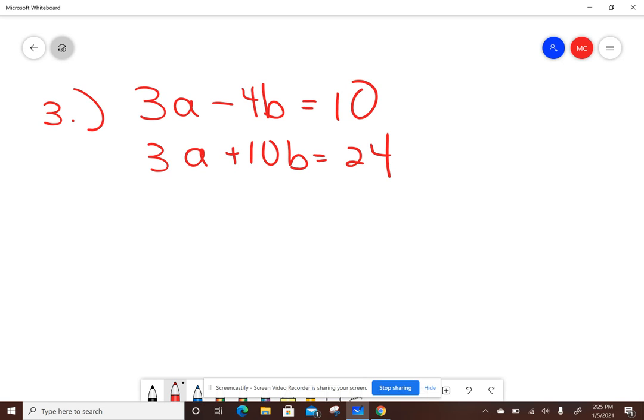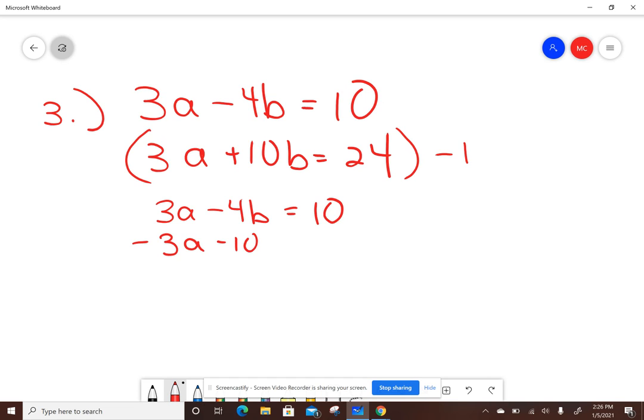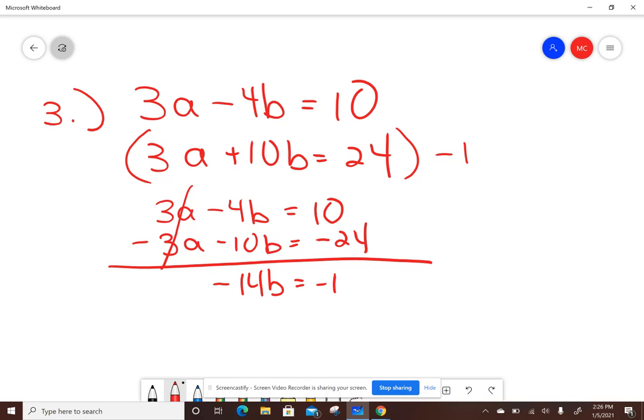And I say to myself, oh, I really, really wish that bottom 3a was a negative 3a. I wonder if I have a magic wand that I can go, poof, you are a negative 3a. And guess what? I do. That magic wand is I can multiply both sides of my equation by negative 1. So I'm going to rewrite the first equation. But for the second equation, I'm going to multiply every term by negative 1. Now I'm like, yay, same coefficient, opposite sign. I eliminate the a's, so I get negative 14b equals negative 14, b equals negative 1.